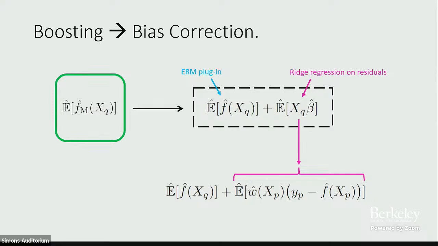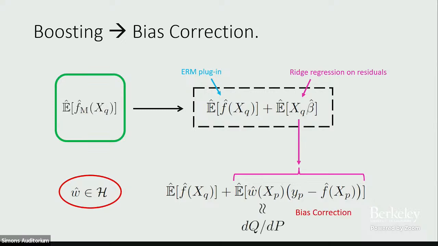So we get our base model, and then we get this W hat times the residuals, where W hat belongs to the Hilbert space. And if you remember, this W hat is a least squares approximator for dQ/dP. So this whole term is a bias correction term. You have the error, your training error under P, which is YP minus F hat, and you're reweighting that to look like what the error should be under Q, and that's getting subtracted off from this biased estimator. So you plug in the biased estimator, and this boosting step unbiases it for you.